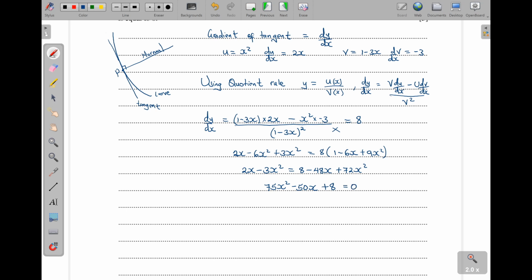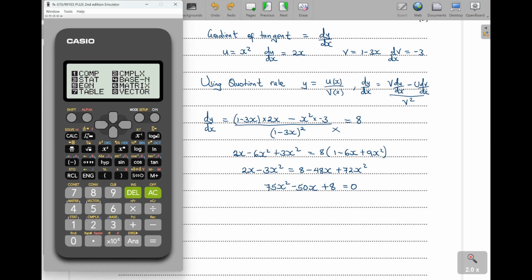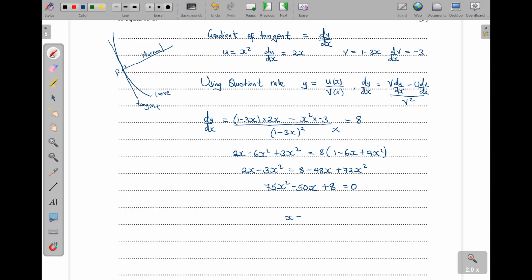Now I can get my calculator to factorize this very fast. Mod, then we go to equation, which is 5, then 3, which is quadratic. I put 75, then negative 50, then 8. So this one gives us 2 over 5, and then 4 over 15. I'm going to skip some space, and then I write those figures, 4 over 15, and then 2 over 5.